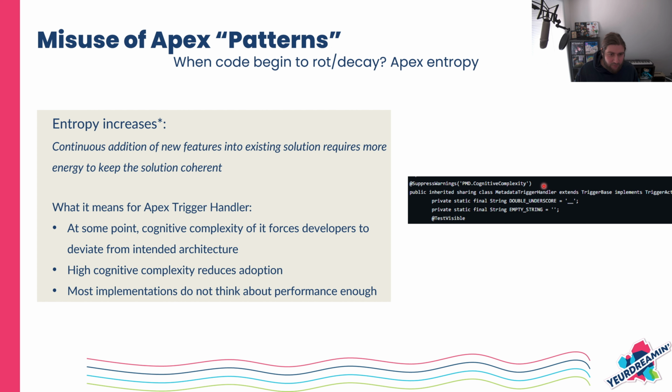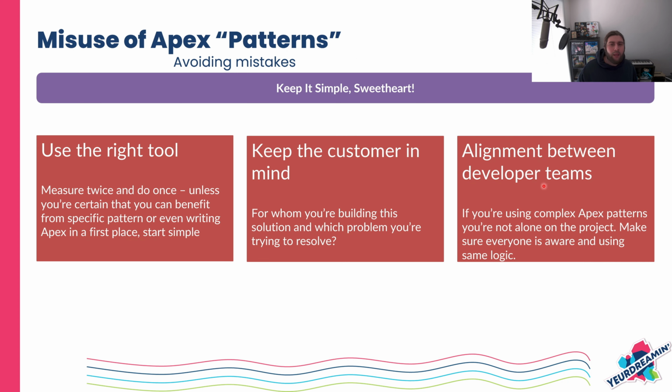To decrease rot, you need more energy at maintenance level, and you have to really think about it in your implementation. How to avoid it, basically, for Apex triggers or any other Apex patterns or libraries you can use? There are 3 things you have to keep in mind. First and foremost, we are Salesforce developers, not Apex developers, meaning that Apex is just one tool we have in our toolbox. Are you sure that's the right one?